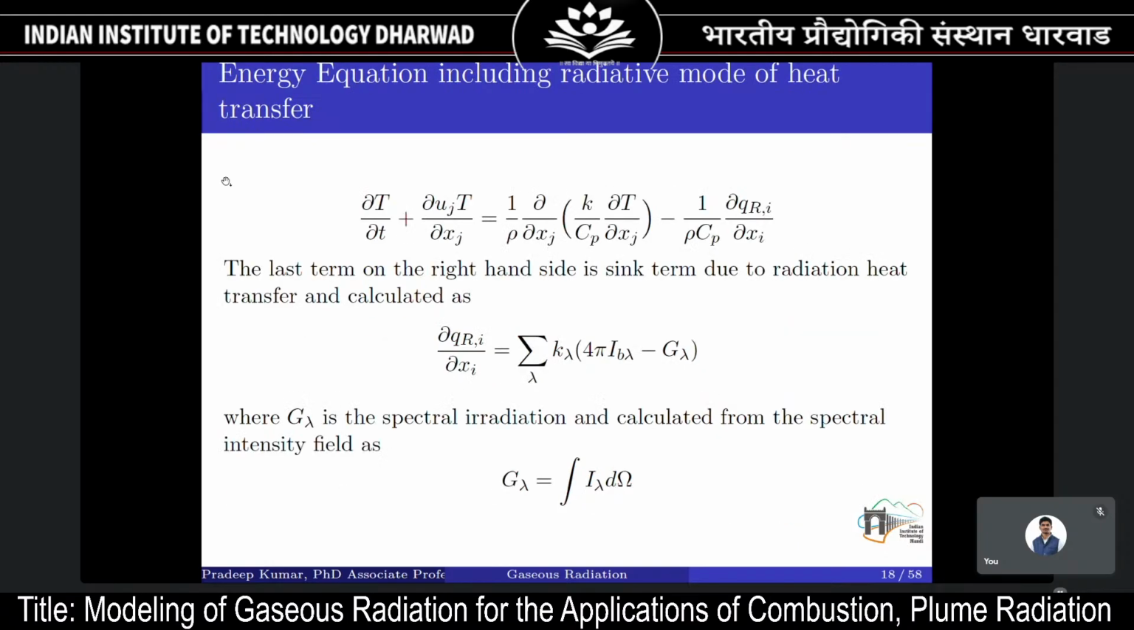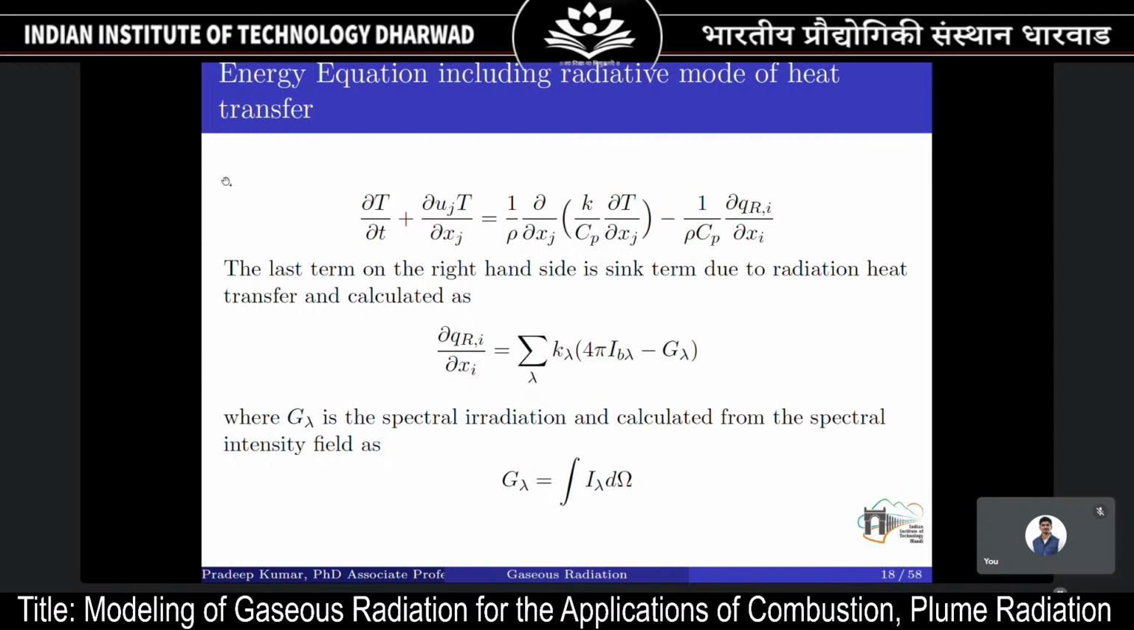If you consider radiation in your analysis, then your general energy equation, which has conduction and convection, will have an additional term: the divergence of radiative flux. This is due to radiation. Radiation is involved as a sink term; basically, its role is to reduce energy from your system and distribute it somewhere else. The divergence of radiative flux is calculated as the sum of emission and absorption.